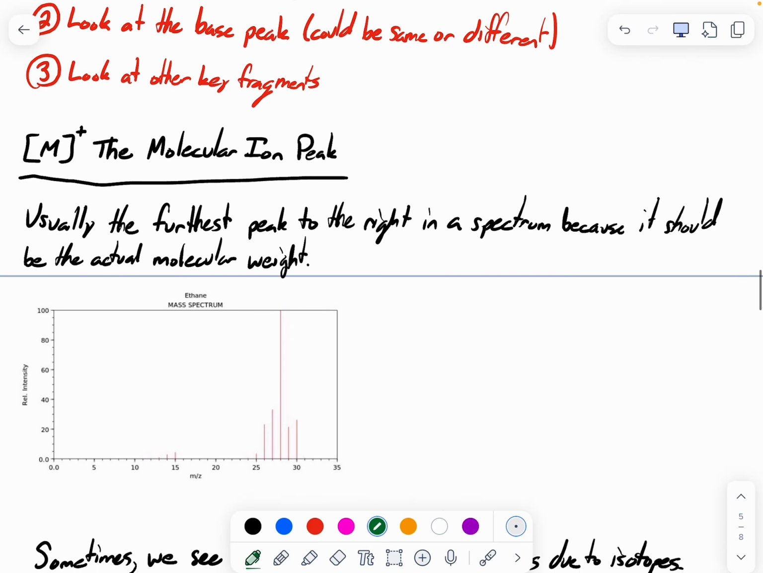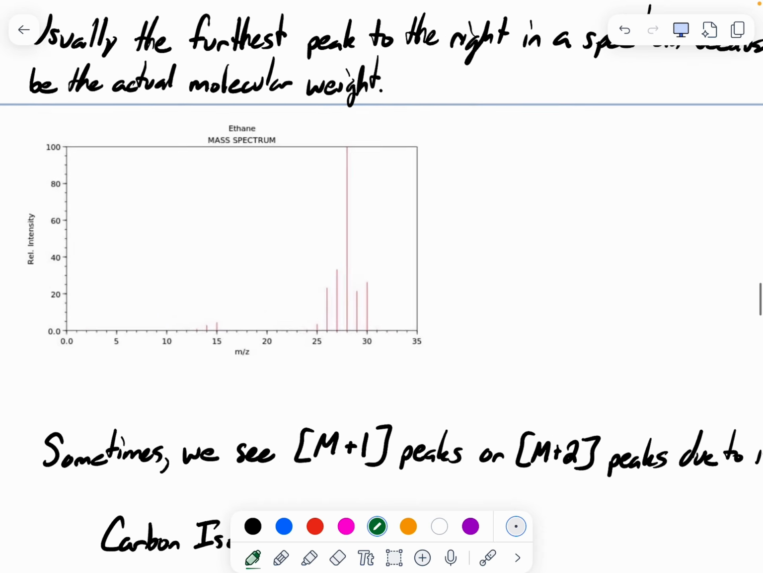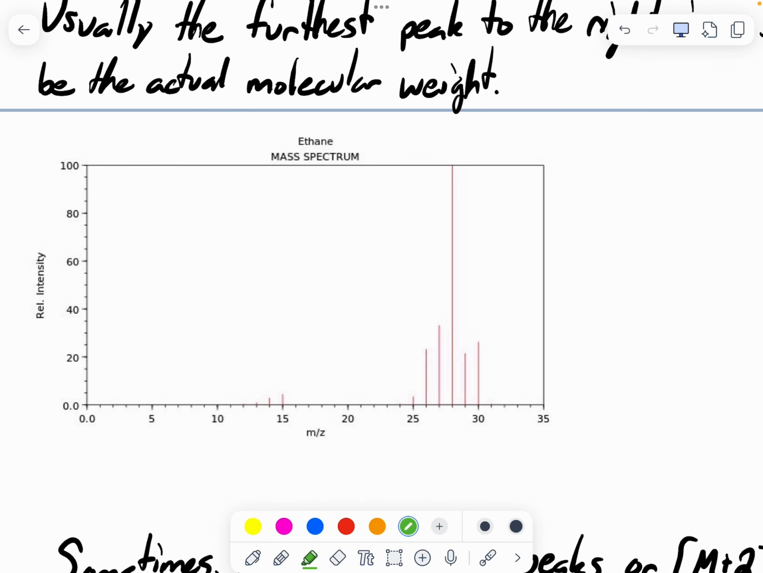So let's talk about that molecular ion peak. The molecular ion peak is the peak that tells us the actual mass of the molecule itself, right? That's why it's called the molecular ion, because it's the entire thing just with a positive charge. And so usually when we're looking for molecular ion peaks, it is the furthest right-hand peak within your mass spectrum. All right? And if we look back at that one for ethane, you can see that this does line up because the same peak that we had labeled above, notice there's nothing else to the right of it. That is the molecular ion peak.